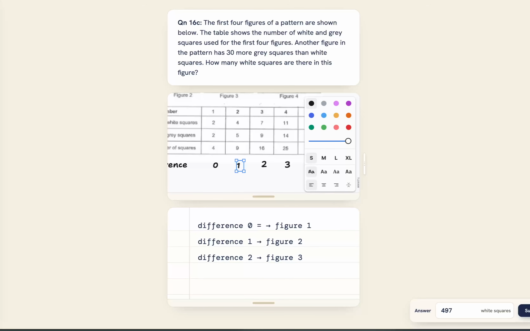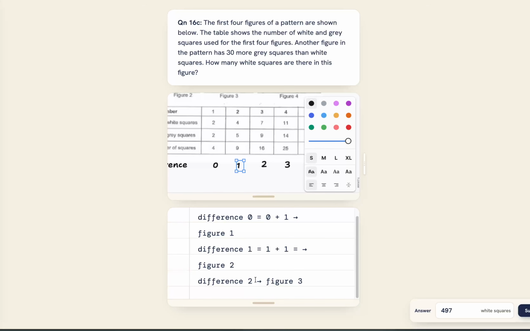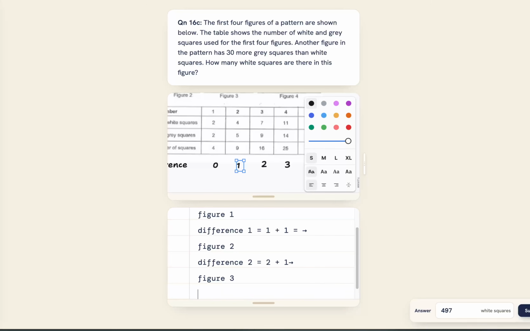So it's basically 0 plus 1, which is figure 1. Okay, then 1 plus 1 equal to figure 2. And then difference 2 is basically 2 plus 1 equal to figure 3. So that means if the difference is 30, pretty straightforward, difference 30 would then be 30 plus 1 equal to 31. Figure 31.